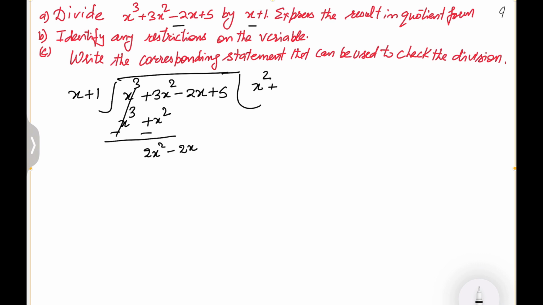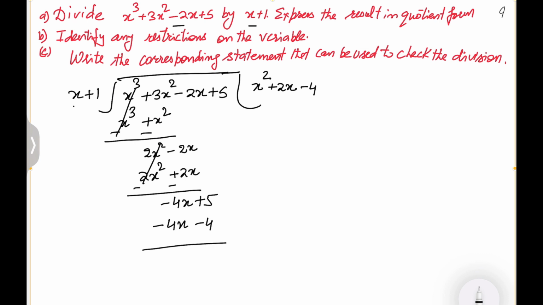Now taking the next term, again we look at the first term of the dividend and divisor. We take the next term in the quotient as 2x and multiply x plus 1 by 2x. So we get 2x squared plus 2x. Again we subtract: negative 2 minus 2 gives negative 4x. The next term is 5. Now we take the quotient term negative 4 and multiply, giving negative 4 here also, and we subtract. These terms cancel, and here we get 9 as the remainder.